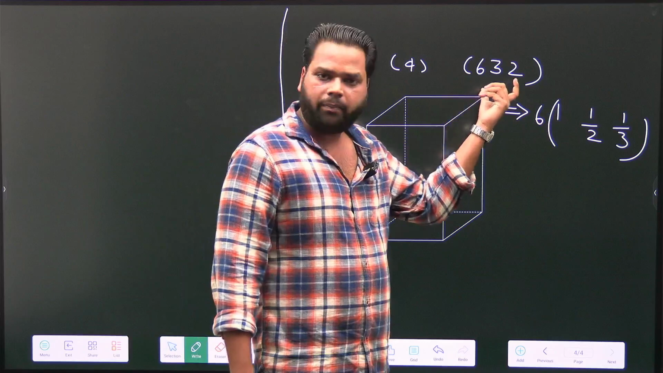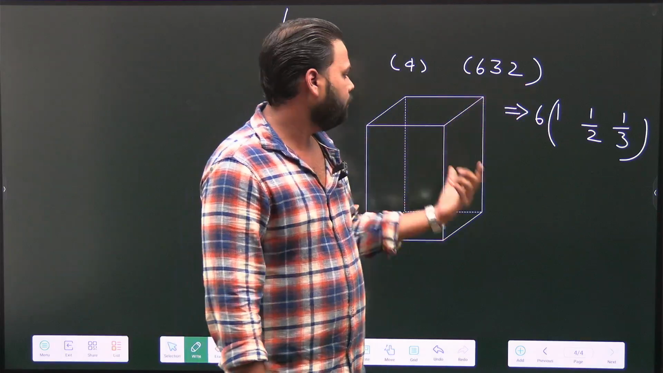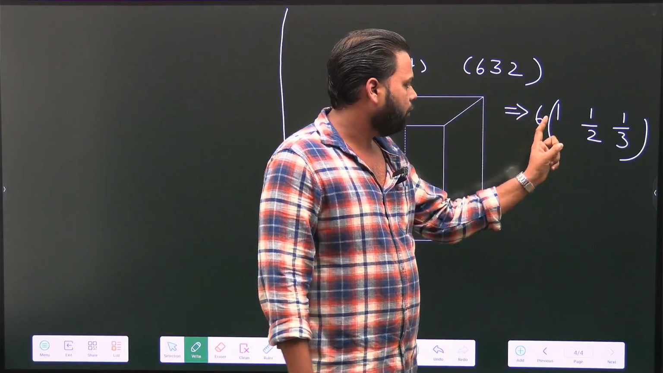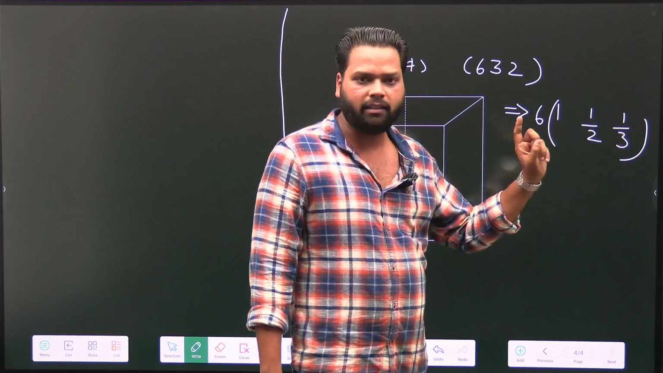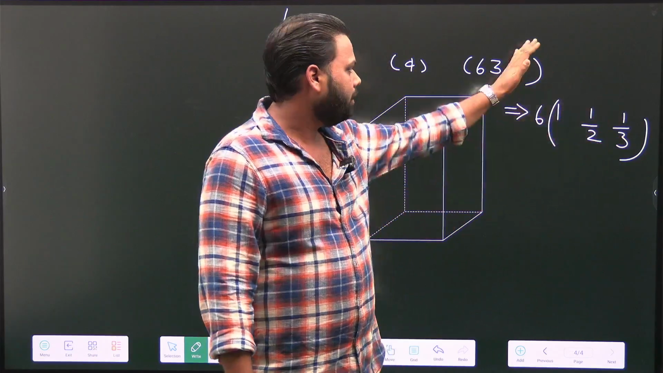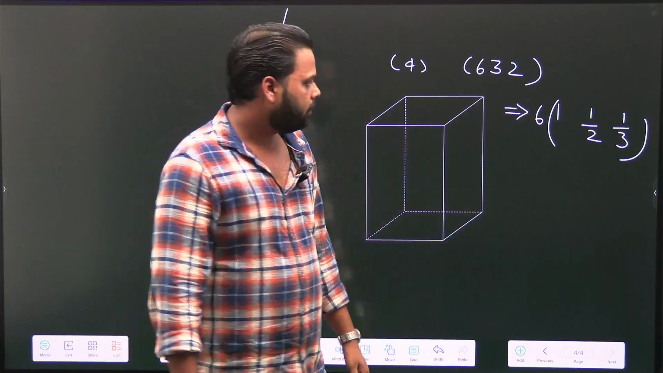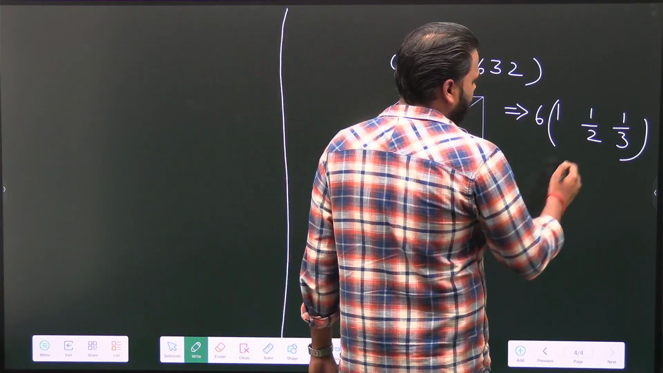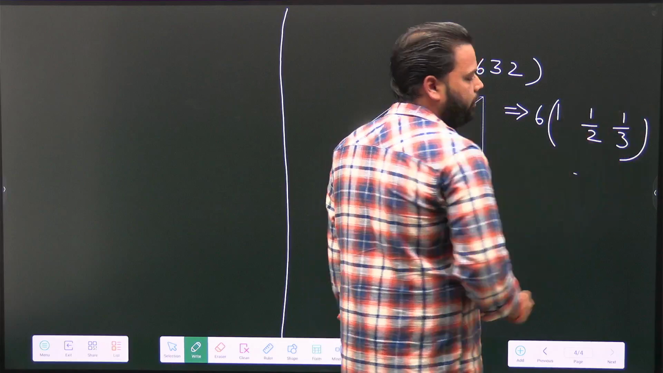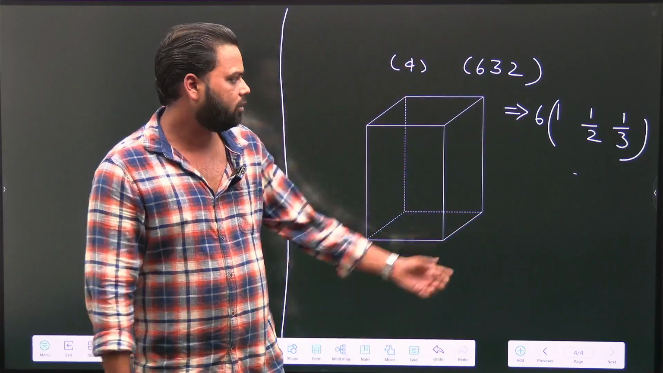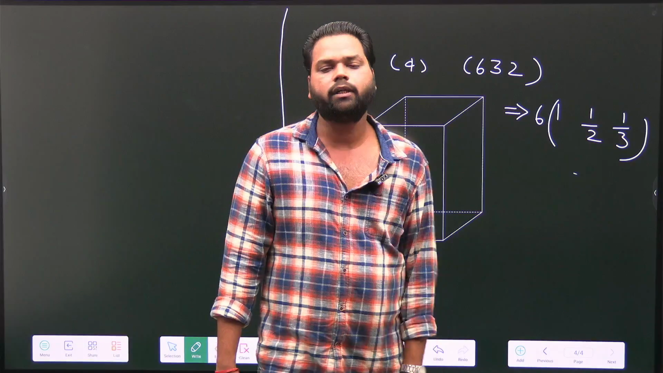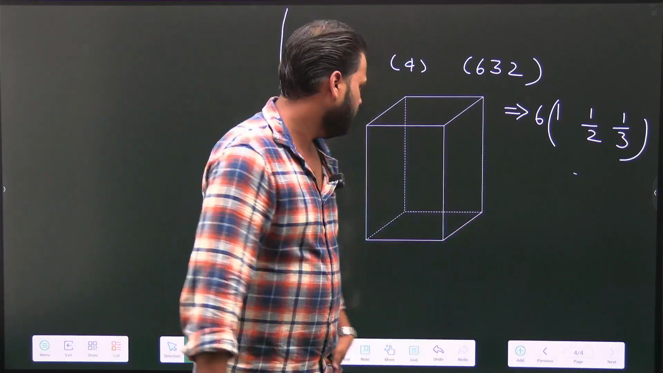भाई हमें 632 का प्लेन ड्रॉ करना है. But if somehow you are able to draw the plane for 1, 1 by 2 and 1 by 3, then this plane will be parallel to this plane. हमें पता चल जाएगा, okay, this will be our plane. Okay, so now basically the whole idea is we have to draw this plane 1, 1 by 2, 1 by 3. हमें क्या ड्रॉ करना है? 1, 1 by 2 and 1 by 3. We have to draw this plane.